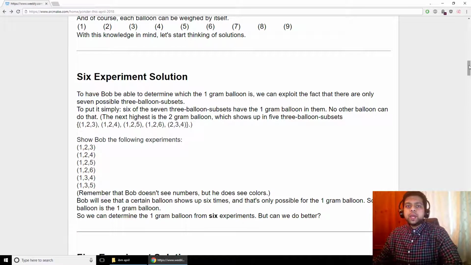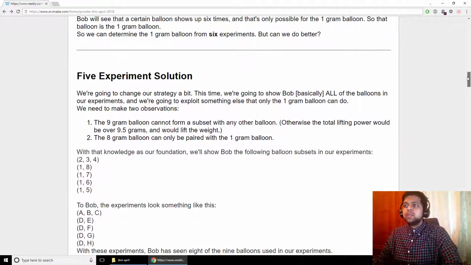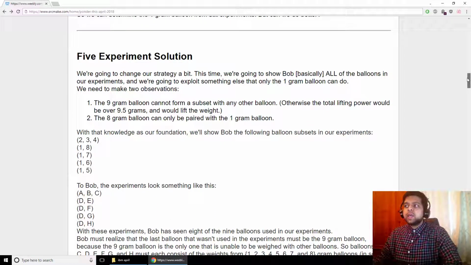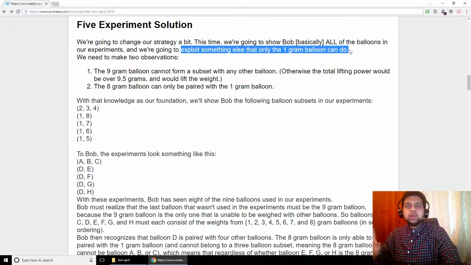But can we do better than that? Well, the answer is yes. So we can do this in 5 experiments. And the way we're going to think about setting this up is we want to show Bob all of the balloons, all 9 balloons. And what we want to do is exploit that we show that the 1 gram balloon does something that only the 1 gram balloon can do. No other balloon can do that.